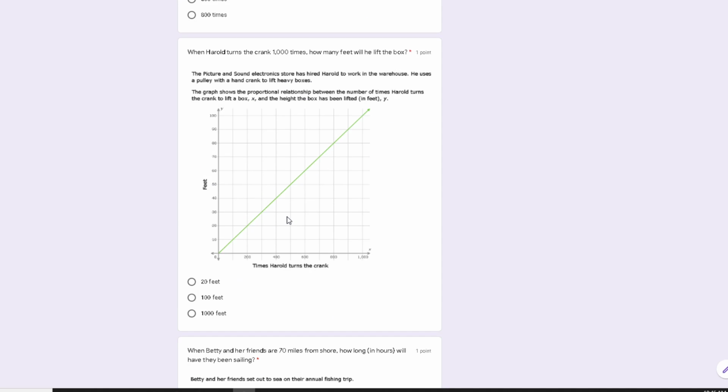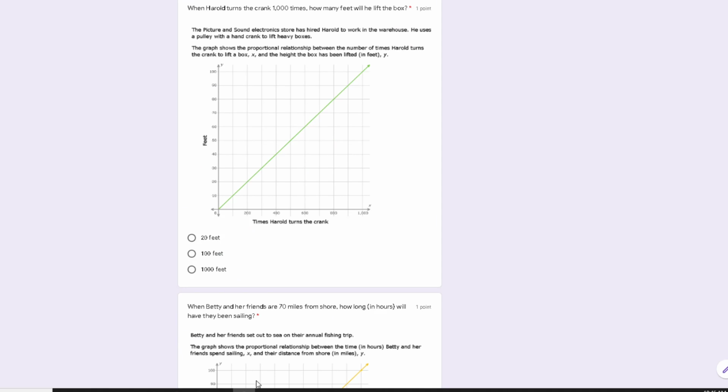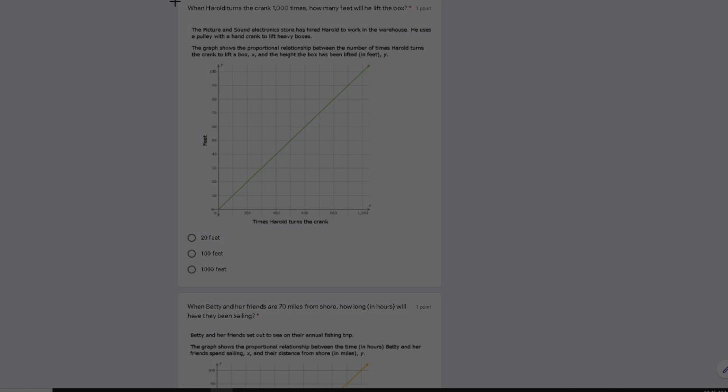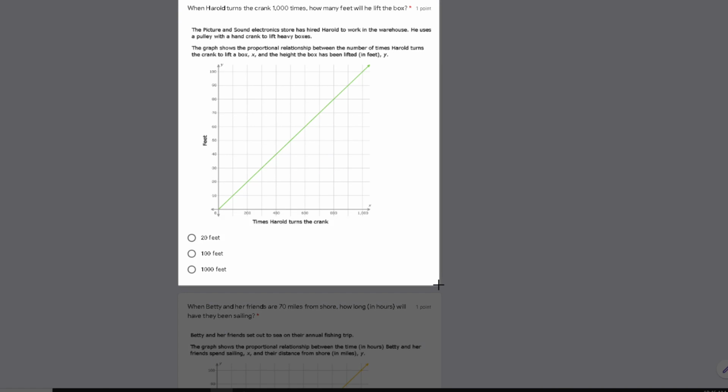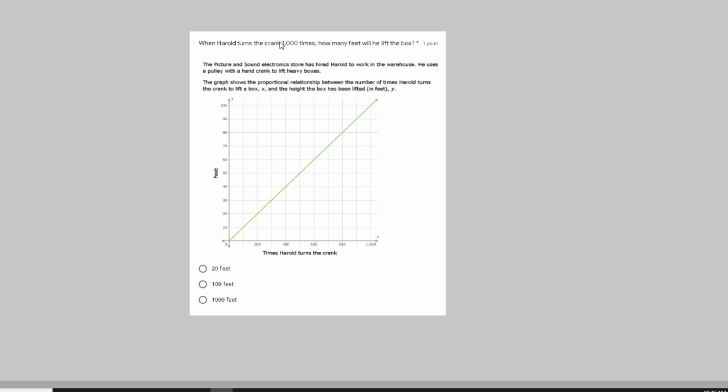So when Harold turns the crank 1,000 times, how many feet will he lift the box? So this one is the same situation, but it's a different question. Well, remember, our x is the times that Harold turns the crank, so we need to find that when that's 1,000. So when x is 1,000, we need to figure out what y is. So go all the way up till it hits the line, and then we're going over here to see what the y is. So the y is 100.